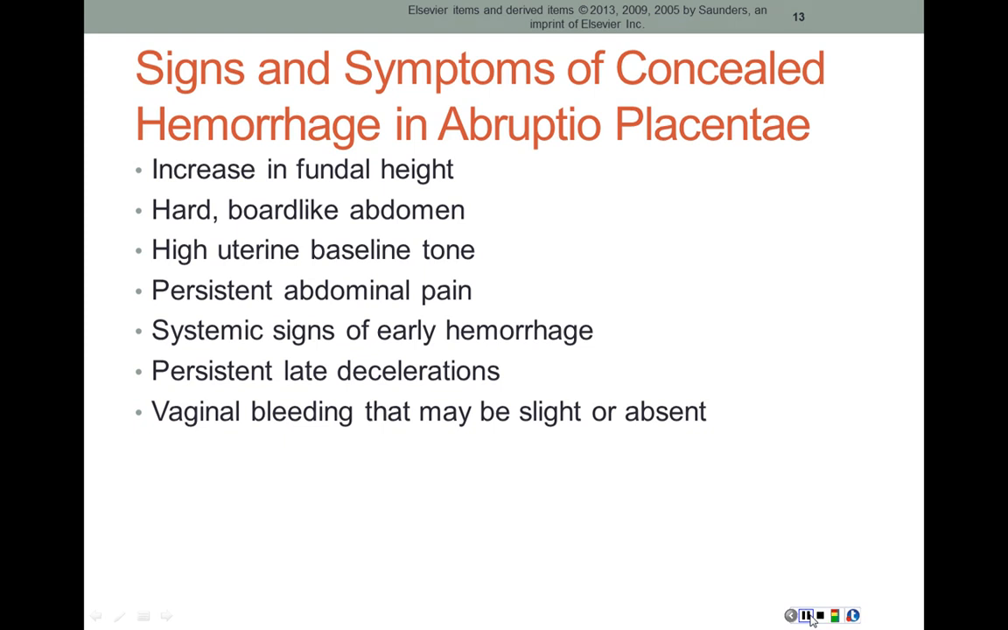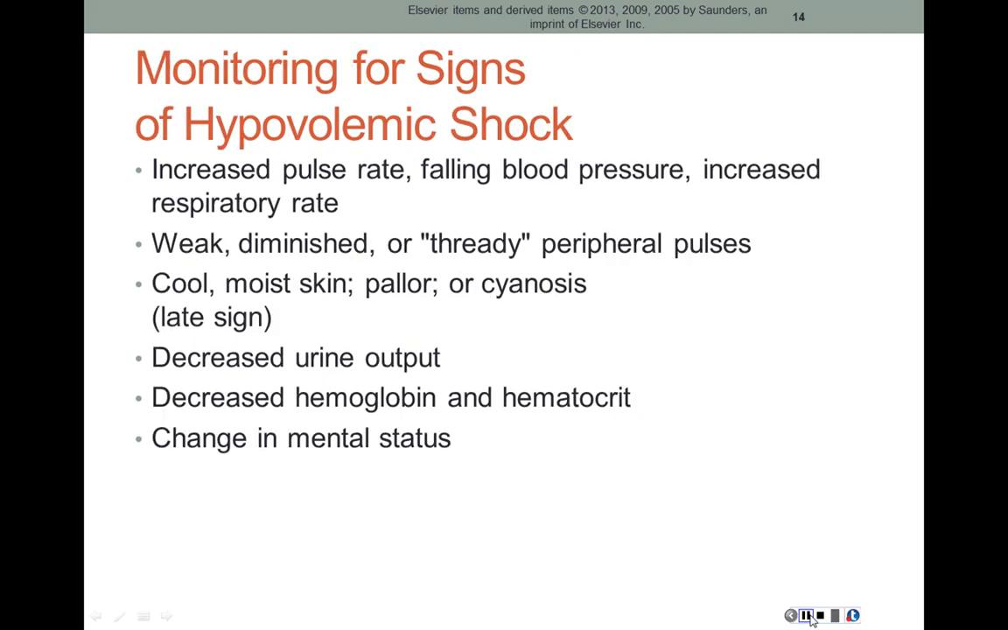We're going to see signs and symptoms of early hemorrhage. We may see persistent late decelerations with the baby's heartbeat. And there may be vaginal bleeding that is slight, but then there may not be any vaginal bleeding at all.